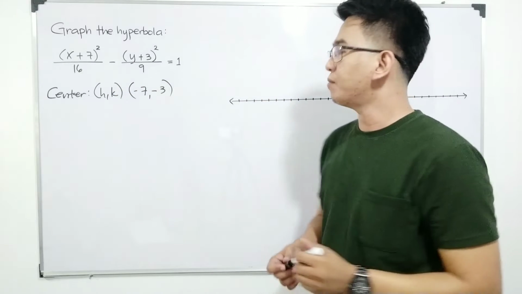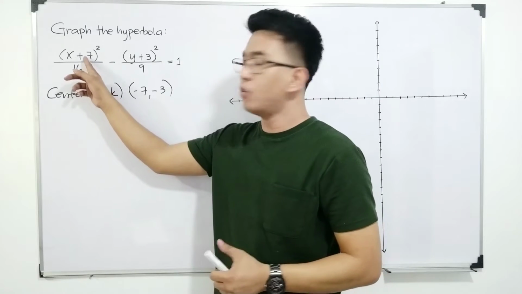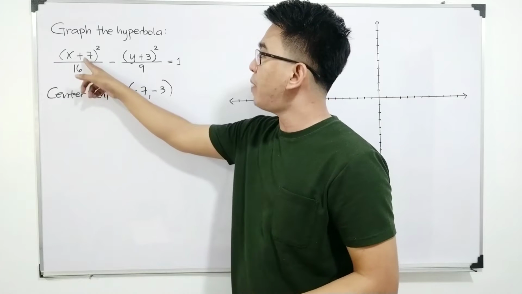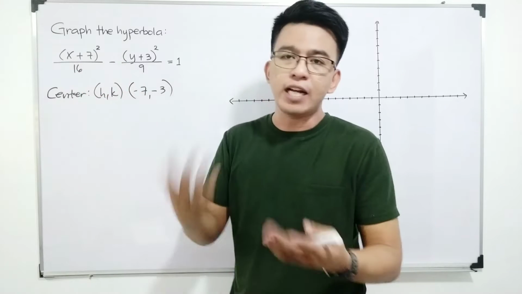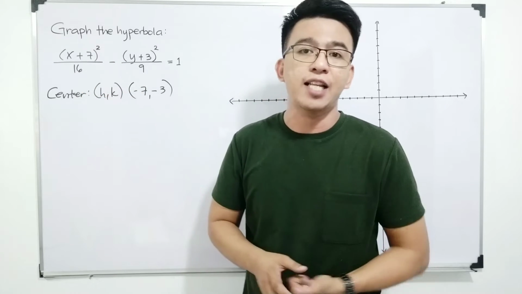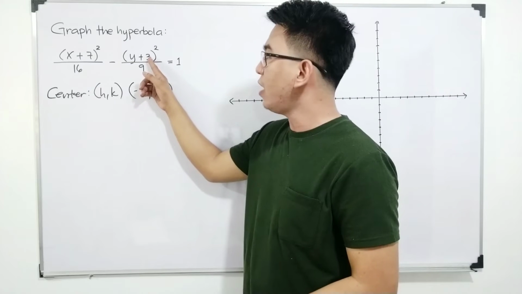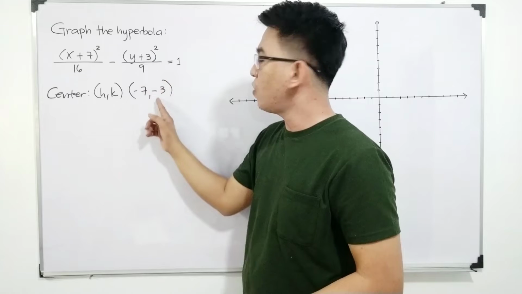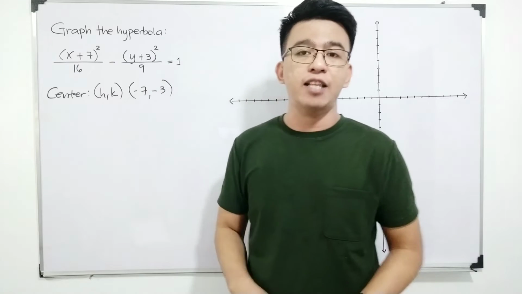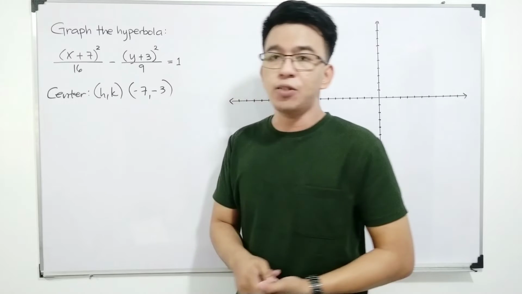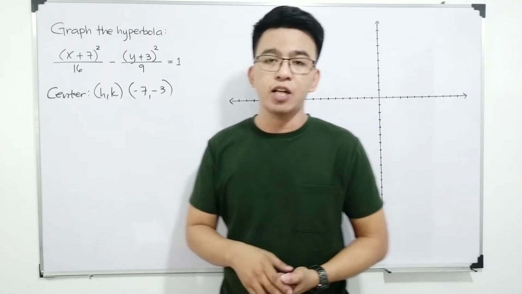Sir, bakit po ganyan? This is your h, yung number dito, yung kasamang x, that is your h. So if that is positive, gawin mo lang negative. Or in other words, kunin mo yung kanyang additive inverse o yung reverse sign. And ito naman, this is your k. Since this is positive, kunin mo yung negative or yung kanyang additive inverse. That's why the center of the hyperbola is located at negative 7, negative 3.